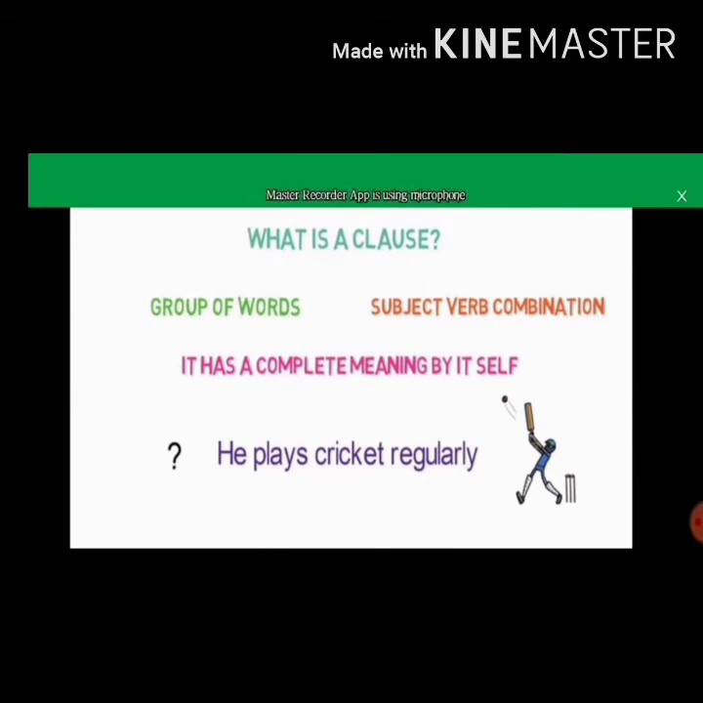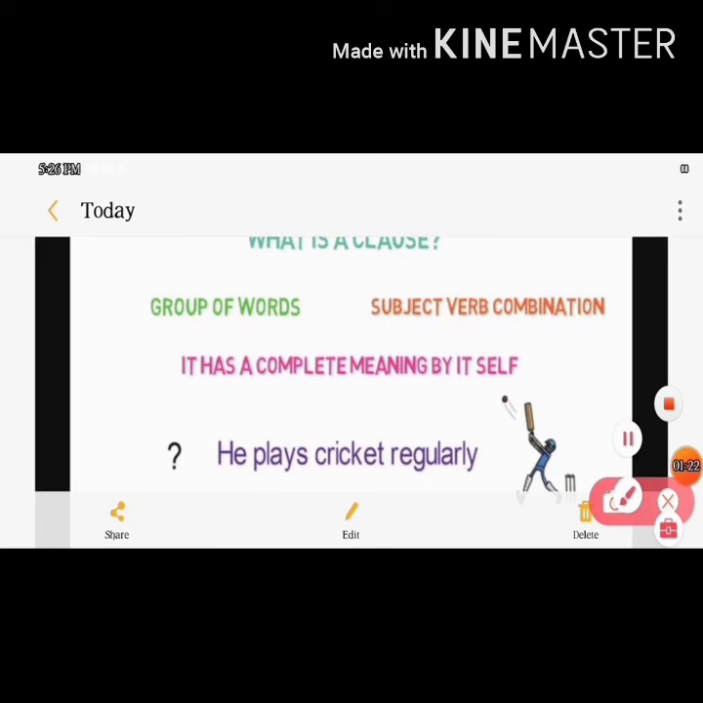Let's find here. Now here we have one example. He plays cricket regularly. Now the question is, is this a clause or not? Now you will help me, either this is clause or not. Let's do the analysis of this sentence, and after that we'll know. First, this is he. He is a subject. Plays, this is verb.